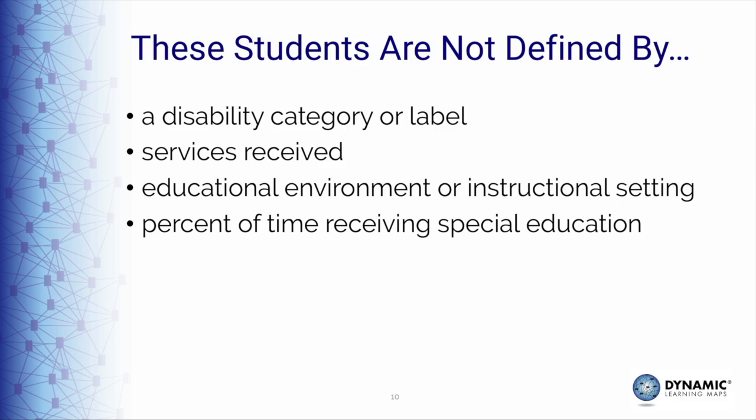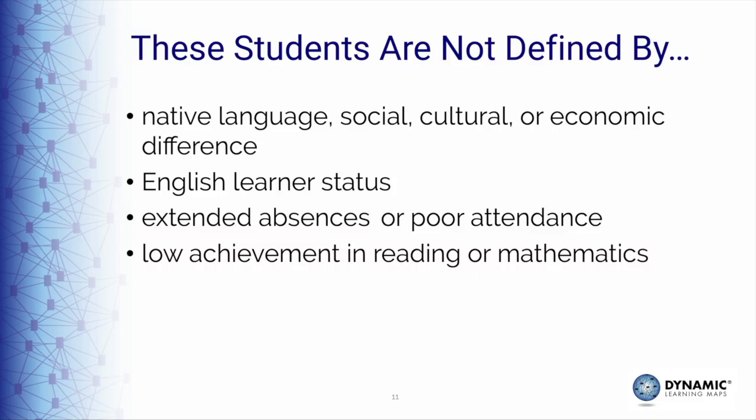These factors are greatly influenced by local norms, expectations, and resources, and do not tell us enough about the individual student to be useful in making decisions about cognitive functioning and participation in the alternate assessment. There are other factors that cannot be used to determine whether or not a student has a significant cognitive disability or should take the alternate assessment.